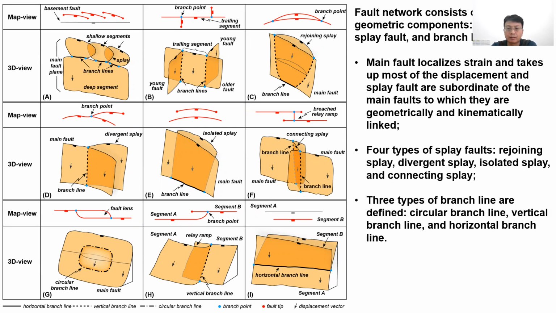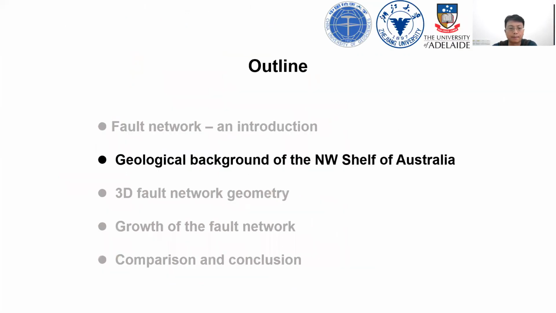We also defined 4 types of splay faults, including rejoin splay, divergent splay, and connecting splay. We also defined 3 types of branch lines: the circular branch line, the vertical branch line, and the horizontal branch line.